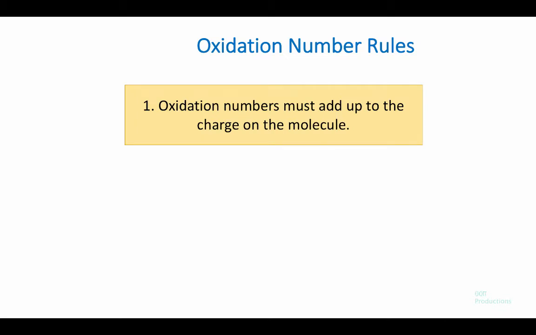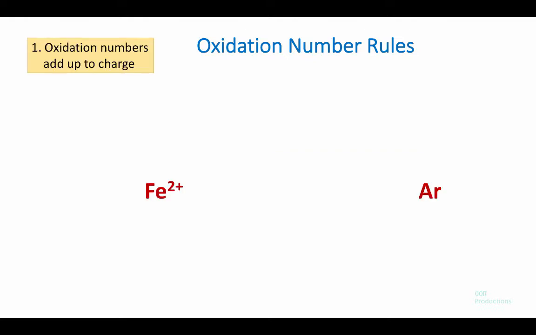The first rule is that oxidation numbers must add up to the charge on the molecule. This is very easy to see if you look at a couple of different single atom molecules. We have iron 2+ that has a +2 charge, and therefore the oxidation number must be +2. We have argon. You don't see a charge on argon because its charge is 0. Well, the oxidation number on that atom must add up to 0, so it's 0.